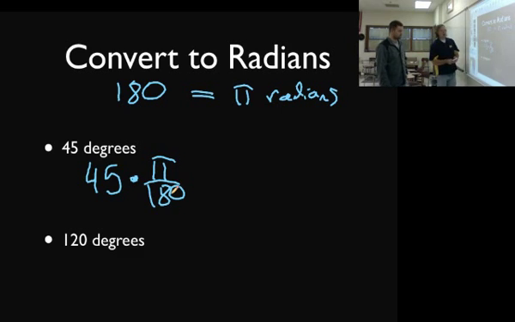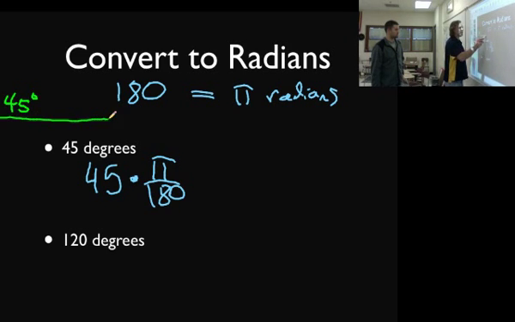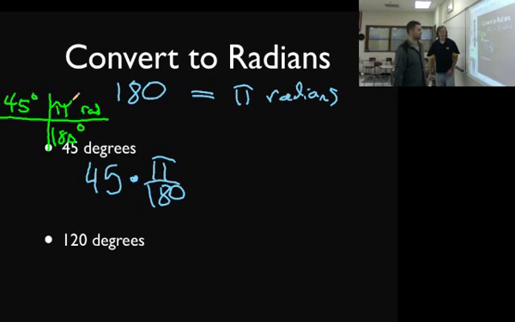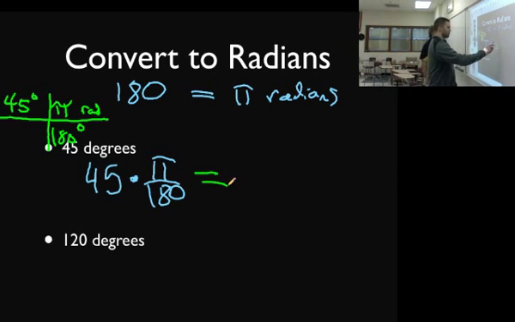When in doubt, we do this in chemistry all the time. You take what's given, 45 degrees, put it on a line. We want to get rid of degrees and change it into radians. So 180 goes with the degree and pi goes with the radian. I think that's the same thing that you have. And we're left with radians, right? Right. So this is 45 pi over 180.